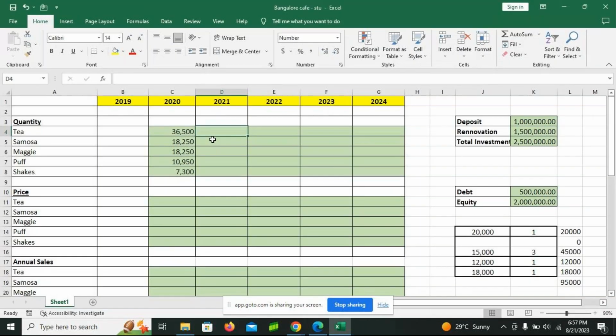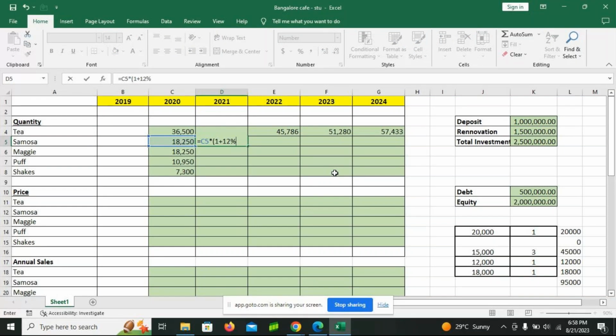So here I'll type equals 36,500 into 1 plus 12%. Increase in sales 12% means for 12 months, each month they are telling 1% is increased. So I'll come here and drag it. Next year also the same way: equals, I'll select the value into 1 plus 12%.